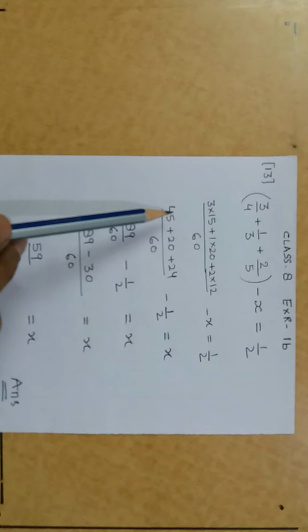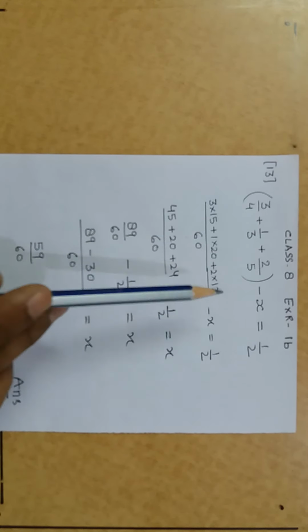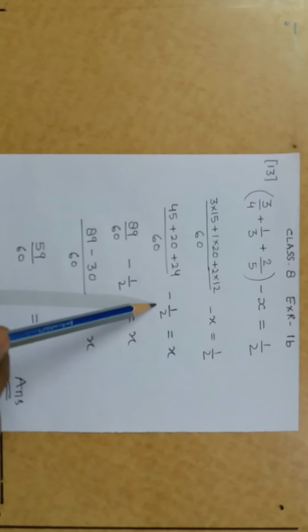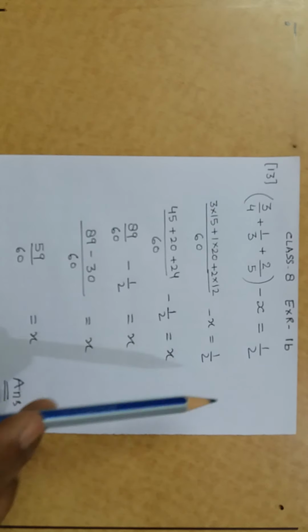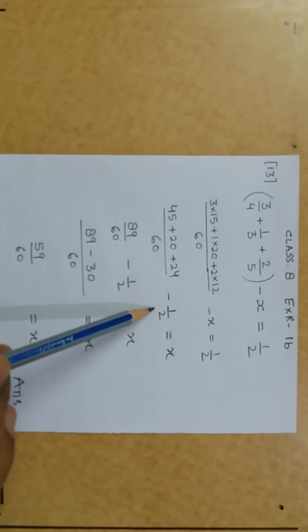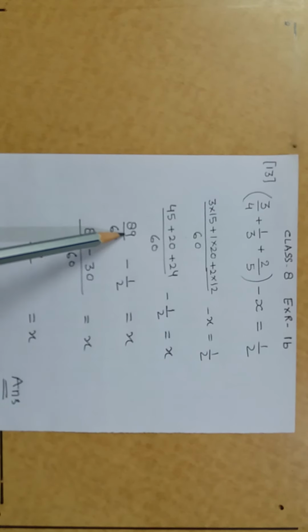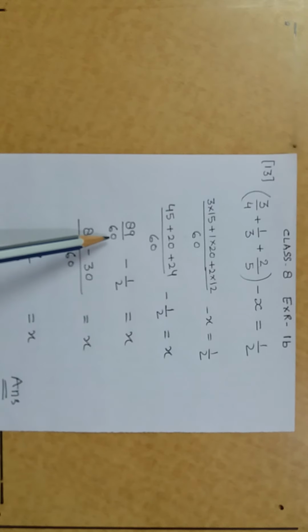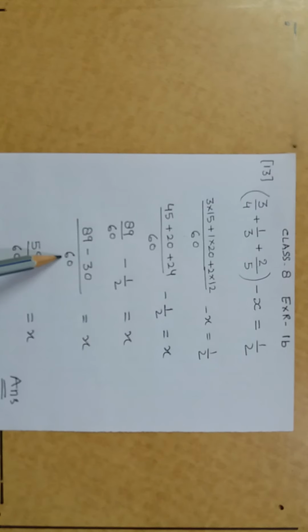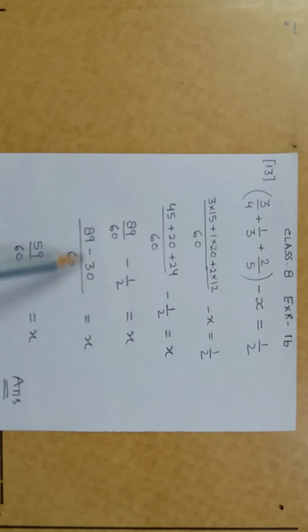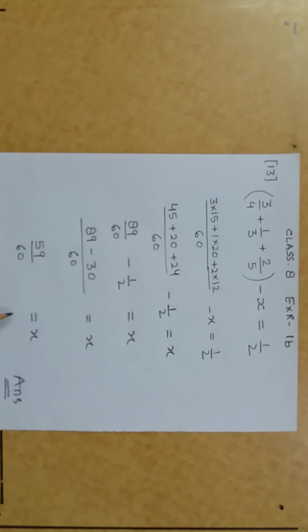Okay, 3 fifteens are 45, 1 twenty is 20, and 2 twelves are 24 upon 60. Okay, minus 1 upon 2 transfers to the left side and x transfers to the right side, so both signs will be changed. Minus half changes into plus half, and minus x changes into plus x. Okay, 60, simplify these numbers, 89 minus 1 upon 2 and x. Again taking the LCM of 2 and 60, 60 as the LCM. 60 divided by 60 is 1, so no change. And 2 thirties are 60, so 30 multiplied by 1 is equal to minus 30, x. Simplify these two numbers, 59 upon 60 or x.